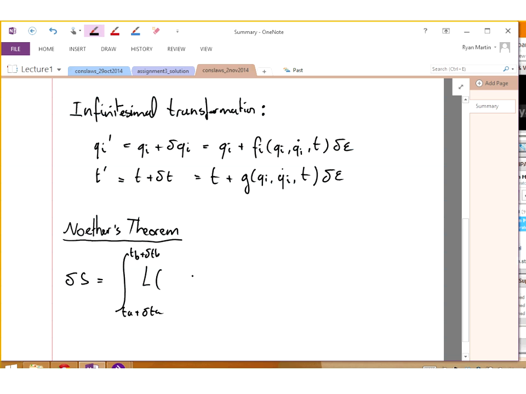So that would be a Lagrangian as a function of Qi plus delta Qi primed, Qi dot plus delta Qi dot primed, t, minus the unmodified action, so the integral from TA to TB. Sorry, I forgot the dt at the end there. Of L of Qi, Qi dot, t, dt.